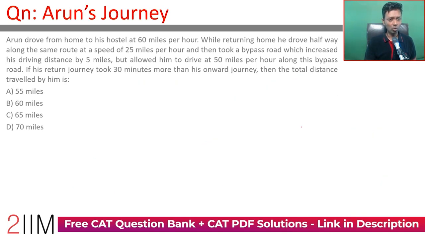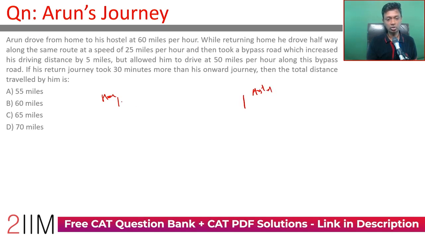Arun's journey. Arun drove from home to his hostel at 60 miles per hour. While returning home, he drove halfway along the same route at 25 miles per hour and then took a bypass road which increased his driving distance by 5 miles but allowed him to drive at 50 miles per hour along this bypass road. If his return journey took 60 minutes more than his onward journey, then the total distance traveled by him is. So let's say he goes from home to hostel.